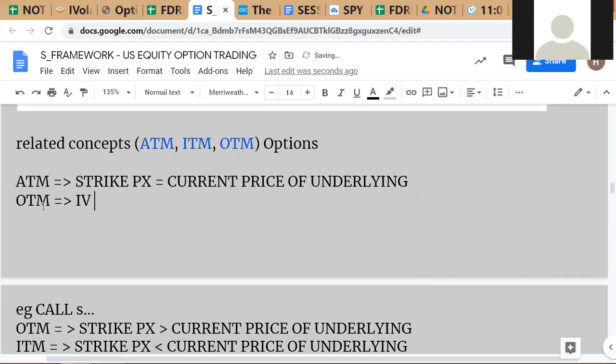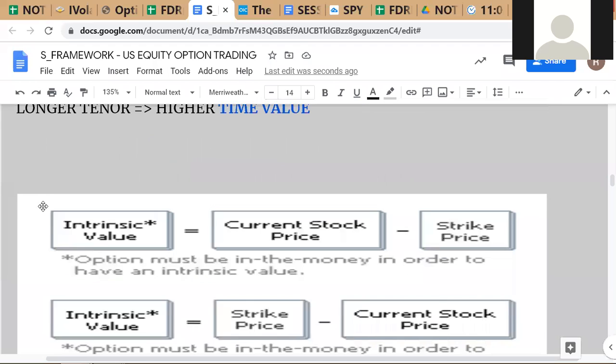OTM just means that IV equals 0. Very simple logic. Now you have already understood what IV is, okay? We can use the full term by just copying it.